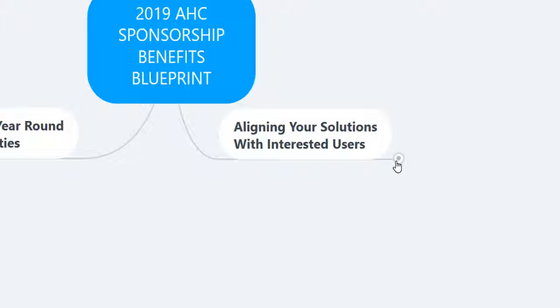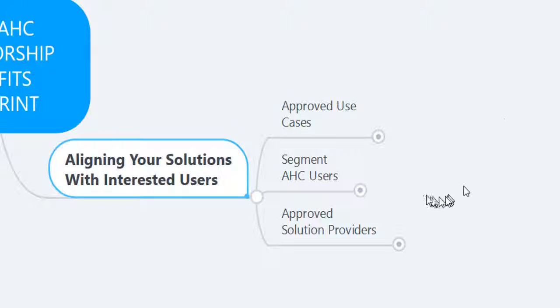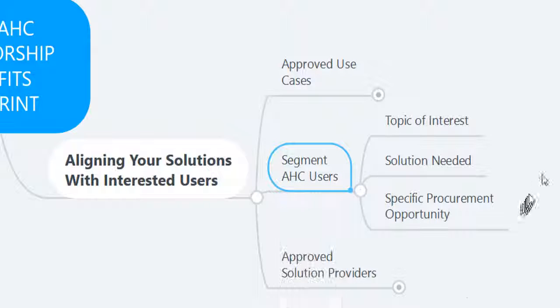How do we align your solutions? We have approved use cases which we develop with our committee. As new members join the consortium, they're all segmented. And what does that mean? Well, when we segment our users, we segment them by government, private. Are they state, local, federal? Are they vendor, owner, operator, solution provider, consultant? What are their main interests? So we sort by topic of interest.